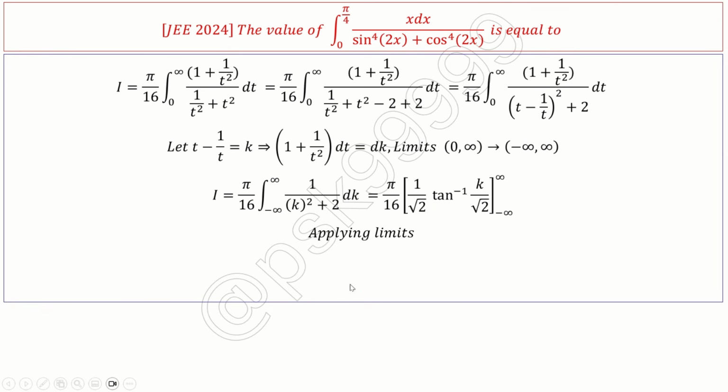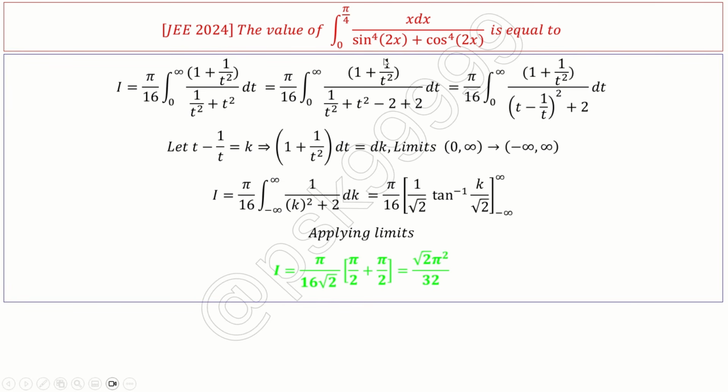If I apply the limits carefully, this will become pi by 16 square root of 2 times tan inverse of infinity, which is pi by 2, minus tan inverse of minus infinity, which is minus pi by 2, which is pi by 2 again. So this will become pi into pi, that is pi square. So I can write it as pi square by 16 square root of 2, but normally we don't leave a root in the denominator, so it will become square root of 2 pi square by 32. This is the answer.